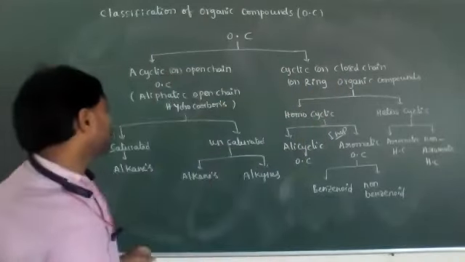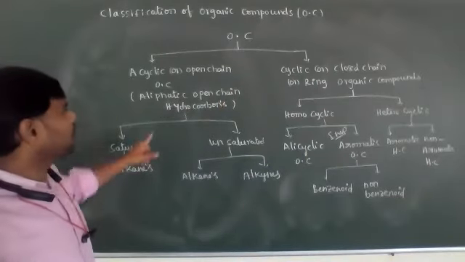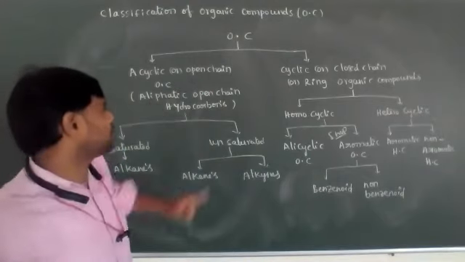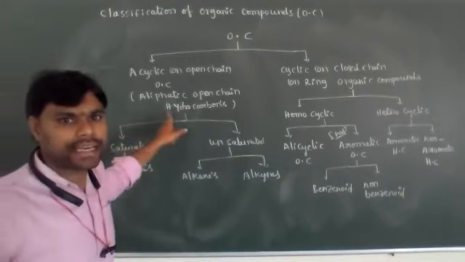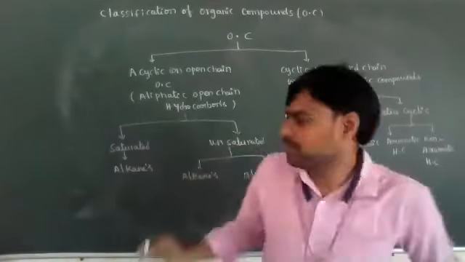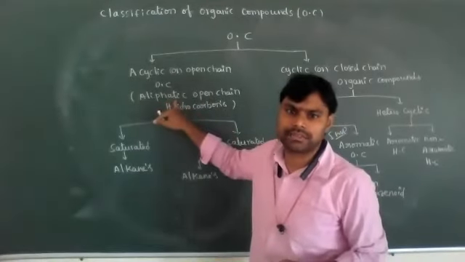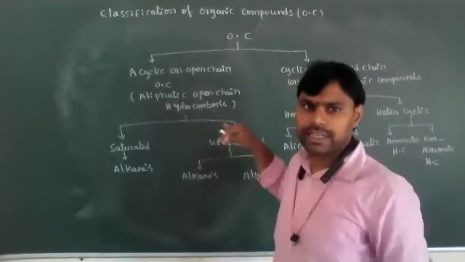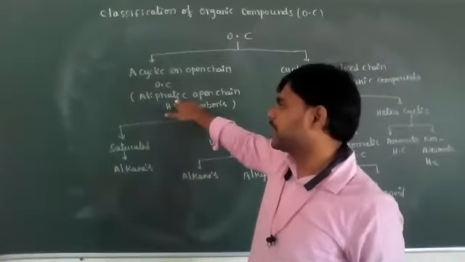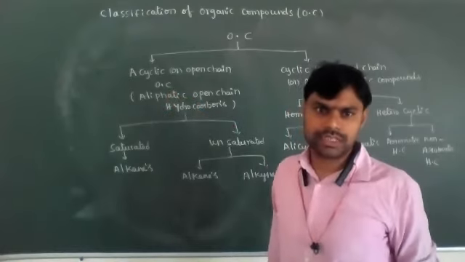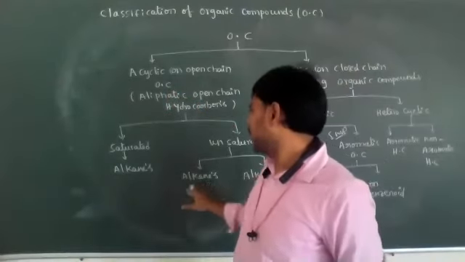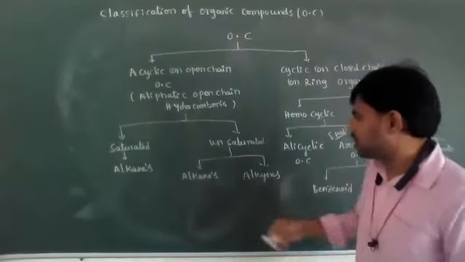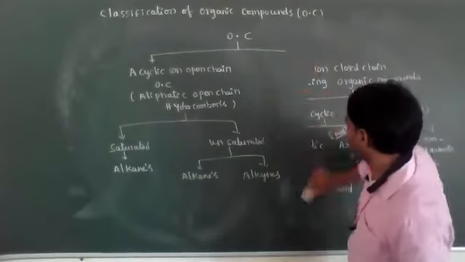Okay, so now acyclic or open chain compounds are also called aliphatic open chain compounds, aliphatic open chain hydrocarbons. Aliphatic is some other name, remember that name. Sometimes they will introduce this name while giving examples. That's why I mentioned the other name here. So these are two types: saturated and unsaturated. Okay, so we will discuss saturated and unsaturated first.